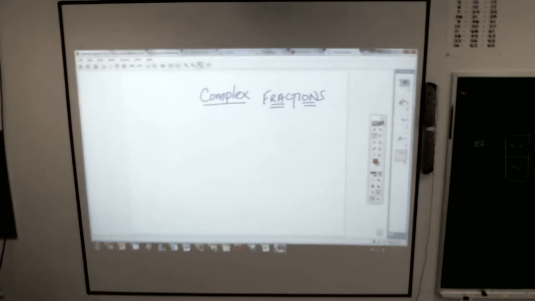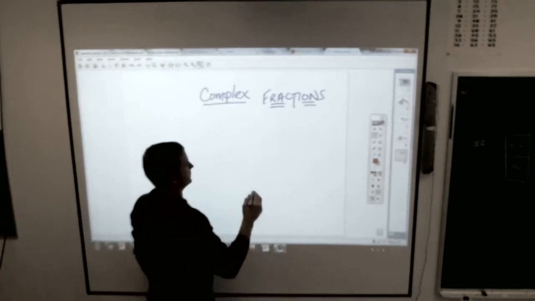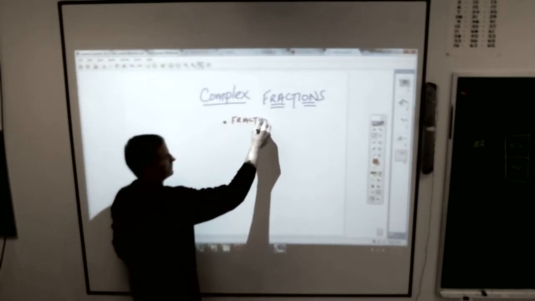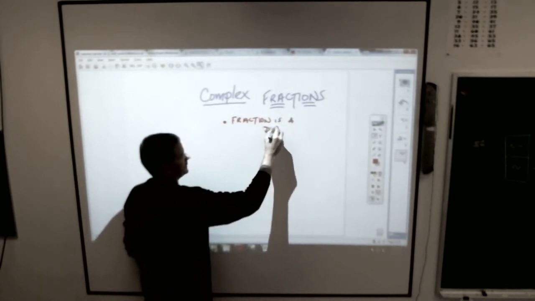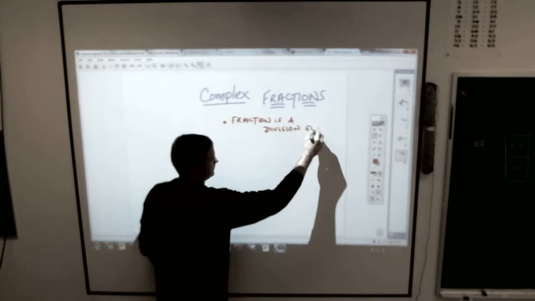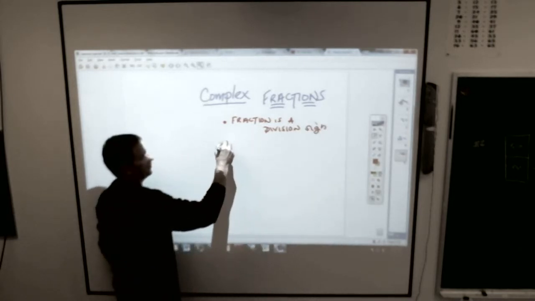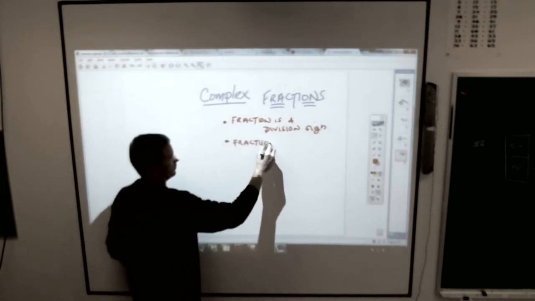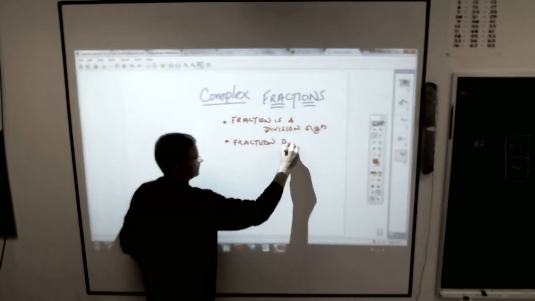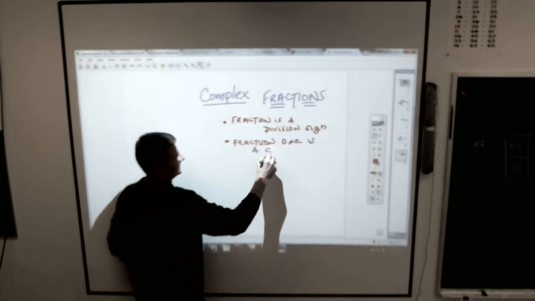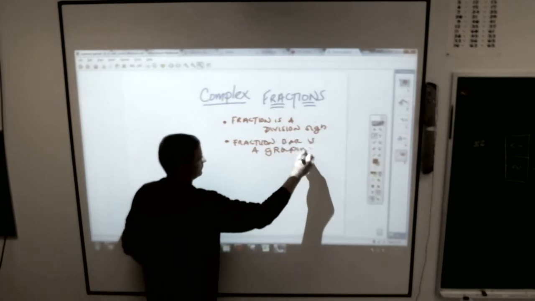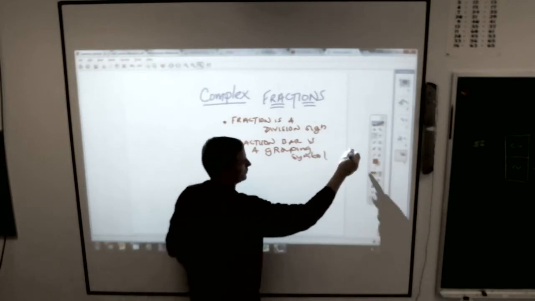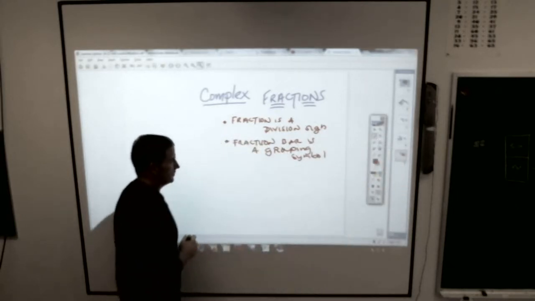Complex fractions. When you come across complex fractions, just remind yourself that a fraction is really a division sign, and also know that a fraction line or bar or whatever you want to call it is a grouping symbol. Those two things will help you immensely in your world of mathematics. For those of you who are going to be math professors, which there may be one or two in here.